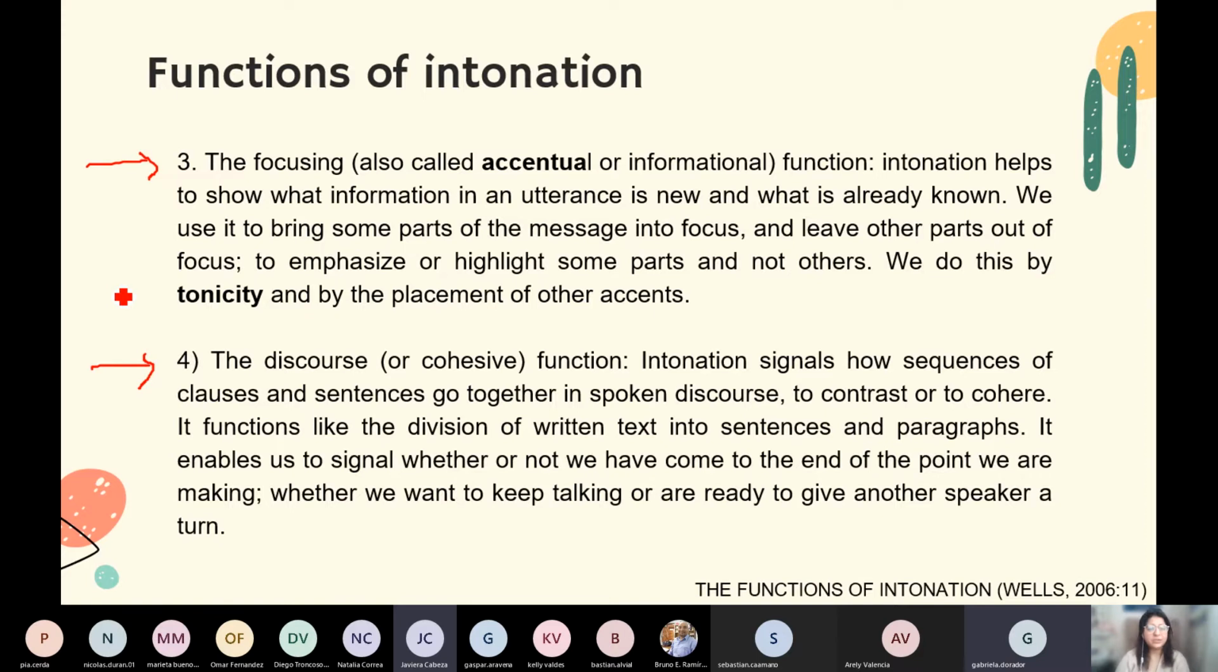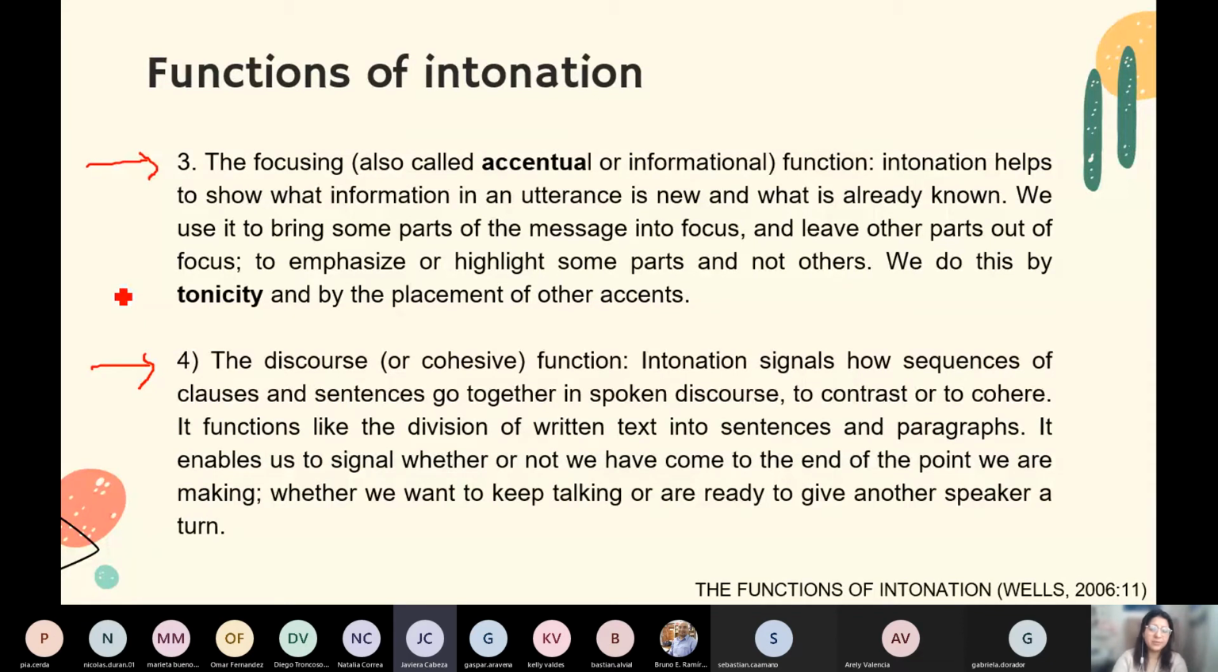Thank you very much. So here it says that the discursive or cohesive function basically shows us the main core of the message, and it tells us whether we are going to continue talking or if we are going to stop and let the person that is listening to our conversation have the opportunity to talk.